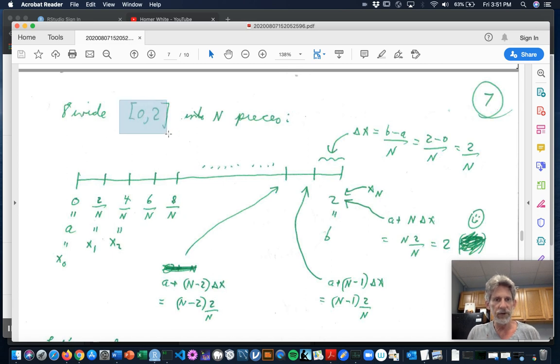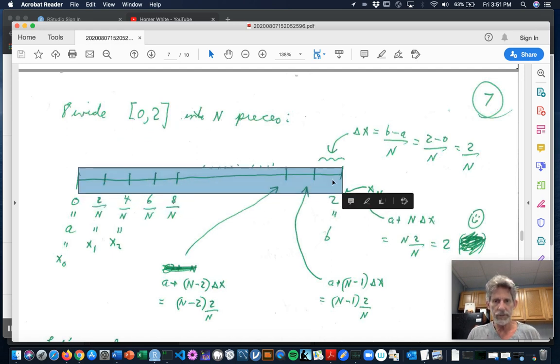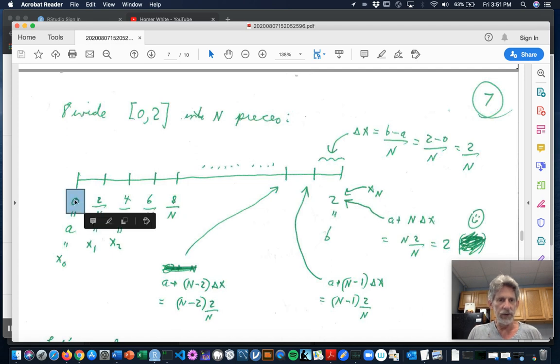So take that interval from 0 to 2 and imagine it divided up into capital N pieces. So I've got the interval written out here. And I've got 0, the beginning, so I could call it a. I could also call it x0. Now I've got 2 at the end, so I can call it b, and it's going to have to be x capital N as well. And I've broken into n pieces, so my delta x, which is always b minus a over n, is 2 minus 0 over n, so the delta x, the width of each of these intervals, is 2 over n.